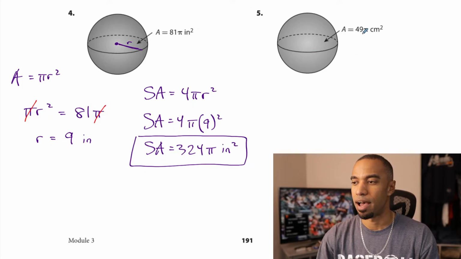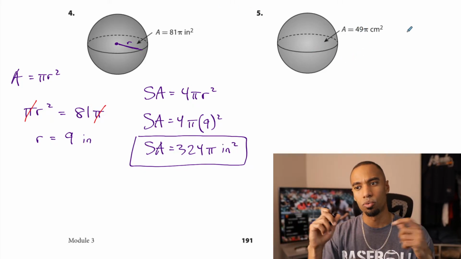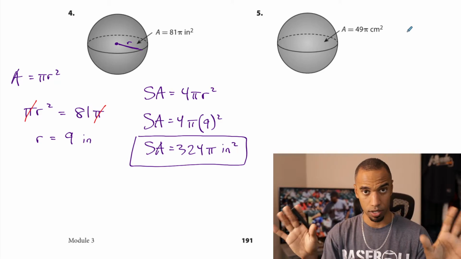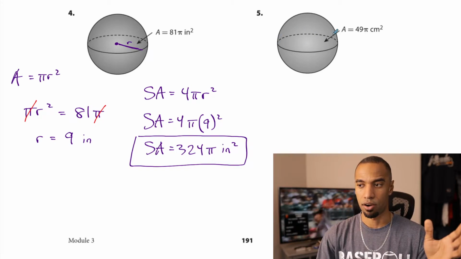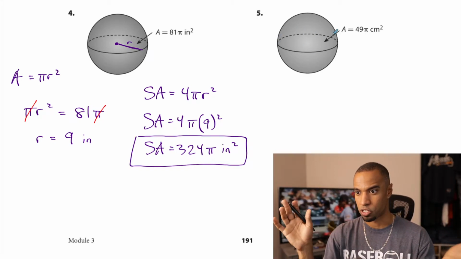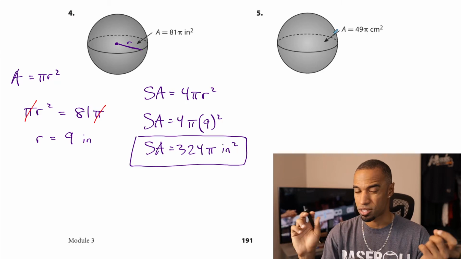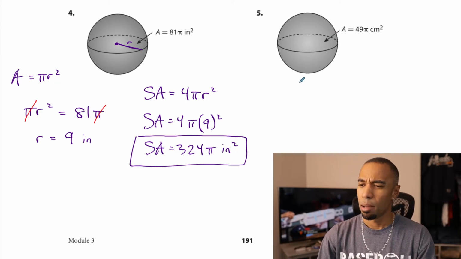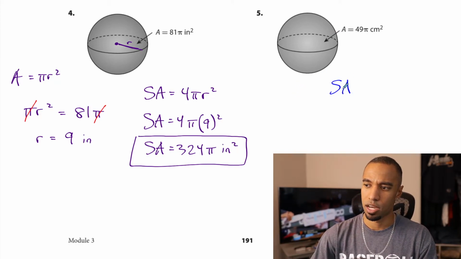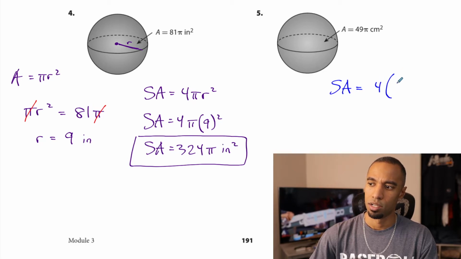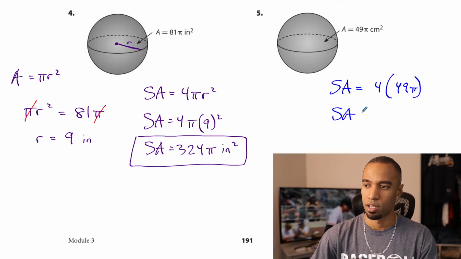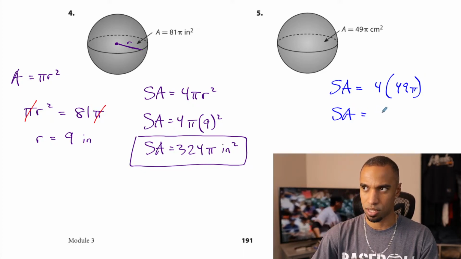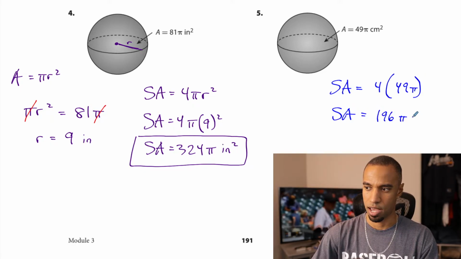All right, number 5 here. Once again, area, so the same thing. You could just multiply this by 4, because this is the area of the great circle, pi r squared. If our surface area is 4 pi r squared, and the r is the same, we could just multiply it by 4. How about we just do that this time? So surface area, 4 pi r squared, right? There's a pi r squared. So that's going to be 196 pi square centimeters.